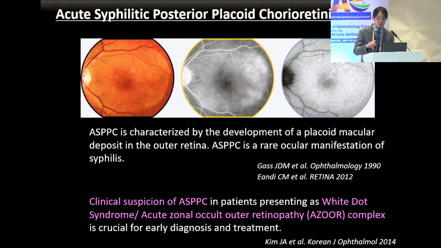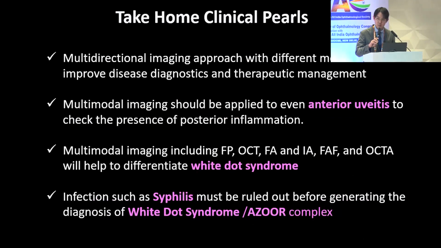Acute syphilitic posterior placoid chorioretinitis, ASPPC, is characterized by the development of placoid macular deposits in the outer retina. It is a relatively rare ocular manifestation of syphilis. However, we need to consider the possibility of ASPPC when we see a case of white dot syndrome or AZOOR complex. So here are the clinical pearls.